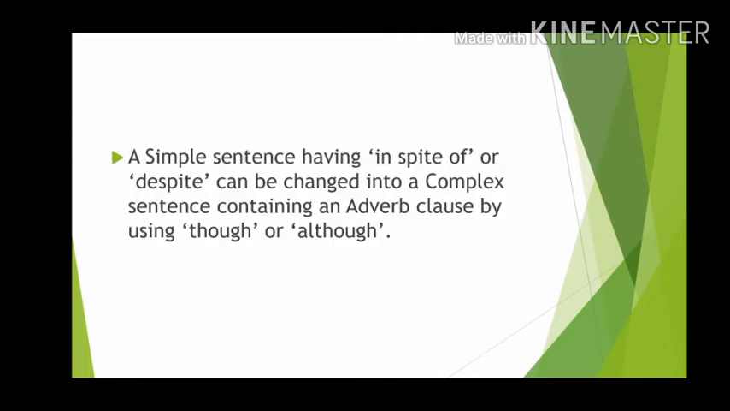Now, a simple sentence having in spite of or despite can be changed into a complex sentence containing an adverb clause by using though or although.